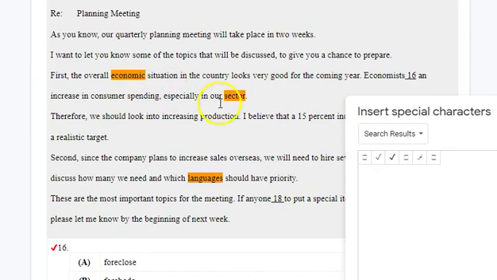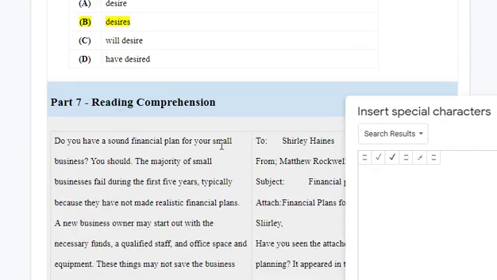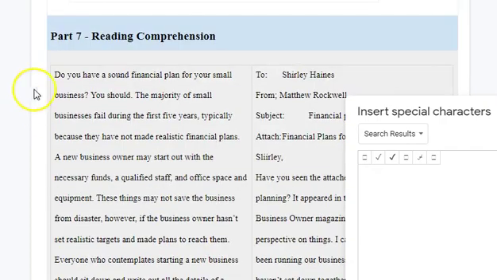Okay, you say economic. Economic, sector, languages. Okay, thank you. So, part 7, reading comprehension. Kindly read this one, Abel.